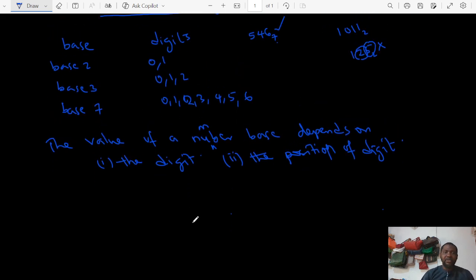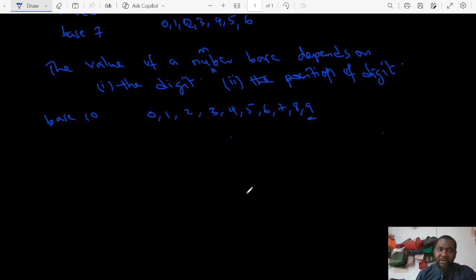But before I continue, I'd like to say that our normal counting system that we use every day, 1, 2, 3, 4, 5, 6, 7, 8, 9, 10, 11, 12, is actually called base 10. That's our normal counting system. That's the reason why base 10 has the digits 0, 1, 2, 3, 4, 5, 6, 7, 8, and 9. It stops at 9. Can you see that? Now that's very important. And that is why I mentioned that the value of a number depends on the digit and the position of the digit. I'm going to explain that.